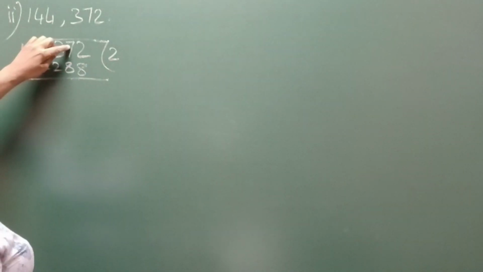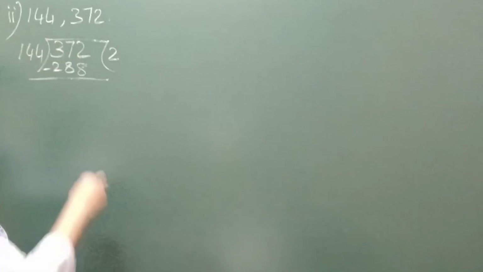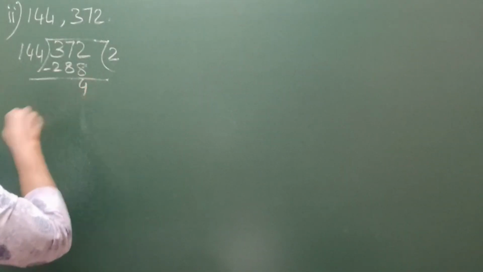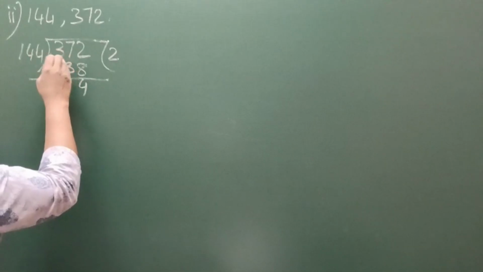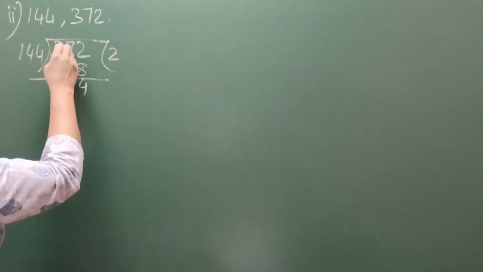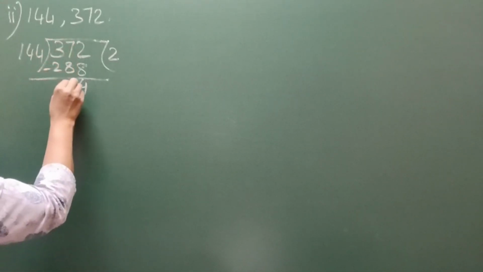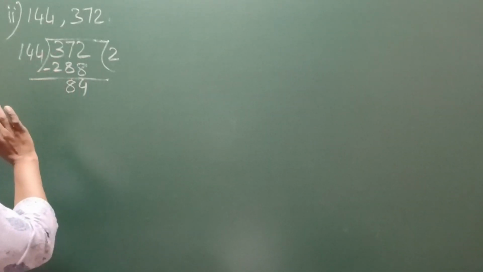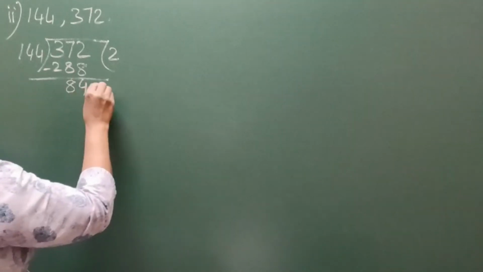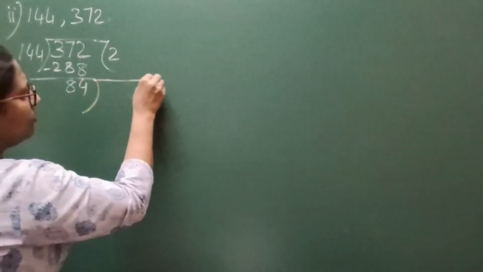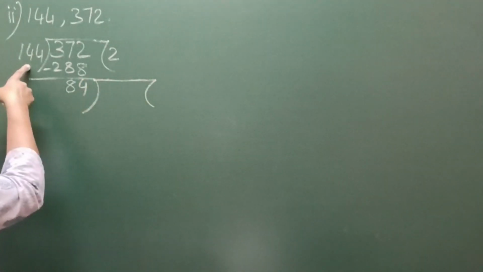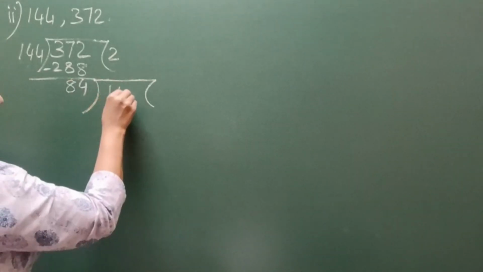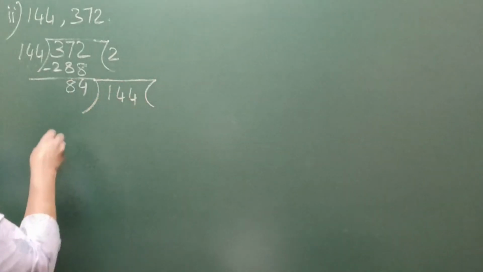From here you borrow 1 and make it 12. 12 minus 8 is equal to 4. Remaining here 6, so borrow from here, make it 16. 16 minus 8 is equal to 8. Here remaining 2. 2 minus 2 is equal to 0. So our remainder is 84. The previous divisor, that is 144, will be our dividend.